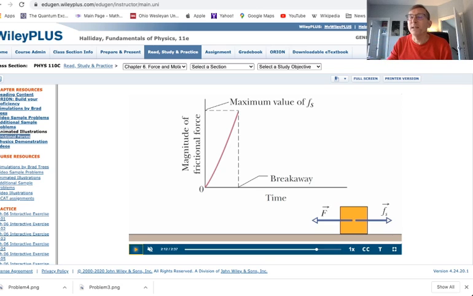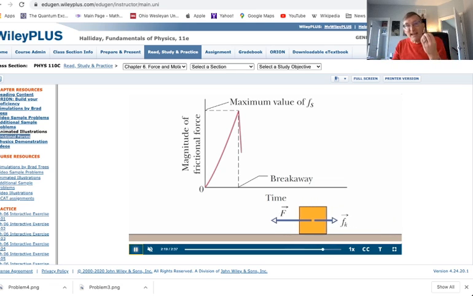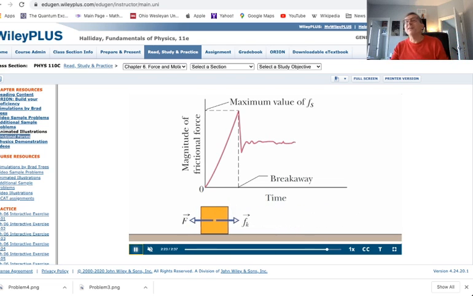And then you have slipping. The block will slip to the left. The kind of friction now becomes F kinetic. It's now much weaker, and you just have a more or less constant, weaker frictional force called F kinetic.